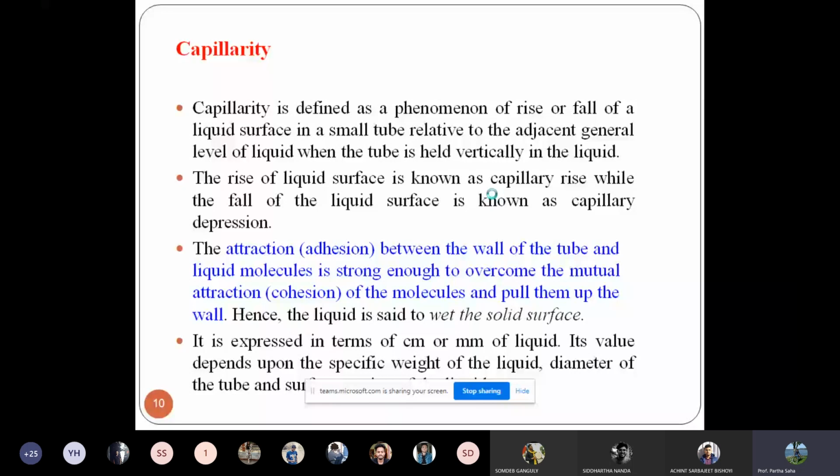Whereas the opposite phenomenon happens with mercury. Mercury will not wet the surface of glass, so the liquid is going to fall. So there is a depression, but both are capillary effect. So how does this capillary effect develop?